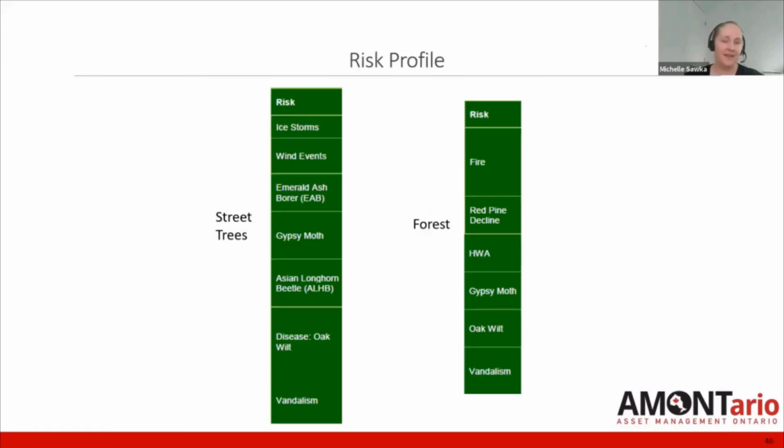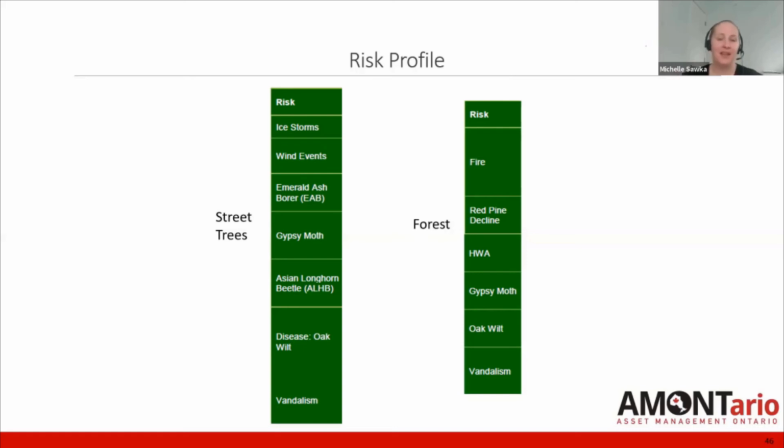They have their standalone green infrastructure asset management plan. So they have delved into risk profiles for their green infrastructure. I don't have all their specific data because that's internal, but this is what they've looked at. For street trees, you see the risks related to ice storms, pests, like emerald ash borer, wind events, and vandalism are assessed. For forests, they have risks related to fire, pests again.